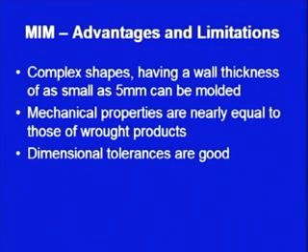So, complex shapes having a wall thickness as small as 5 millimeter can be molded using MIM. Mechanical properties are nearly equal to those of wrought products. So, wrought products are basically isotropic in nature. So, the mechanical properties of the PM parts made by metal injection molding are equal to the wrought products. The dimensional tolerances are also very good.